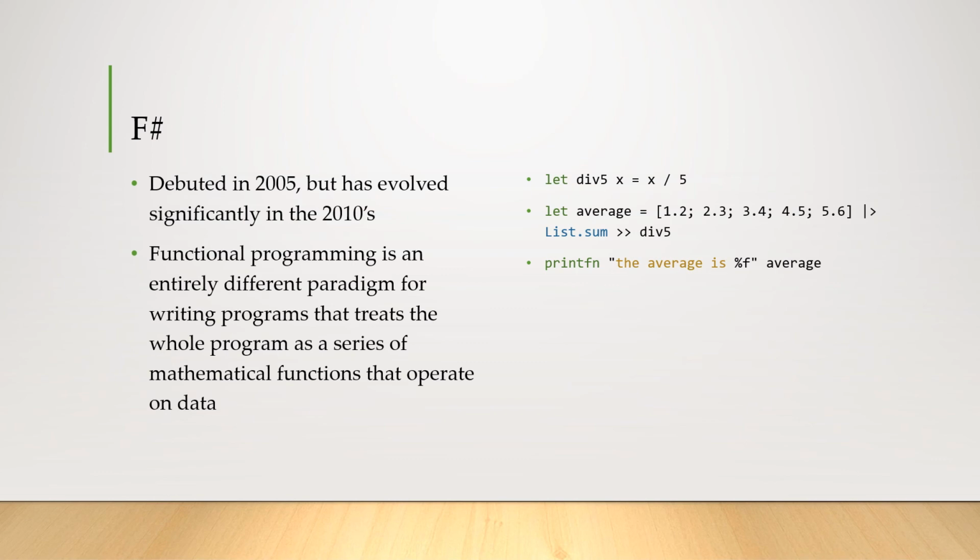This is what our program would look like in F#, just to show you something completely different. It's similar in a way to MATLAB and Lisp in that it can deal with 5 numbers at once, so you can just create a list of 5 numbers, pass it to the list.sum function, and then pass it to a function you created called div5, which just takes a number and divides it by 5. Then there's a print function that says the average is %f, and you give it your average.